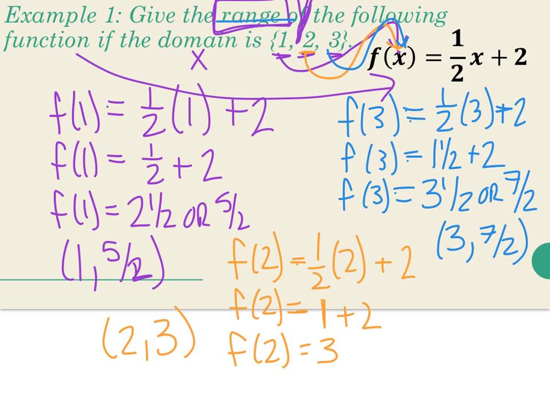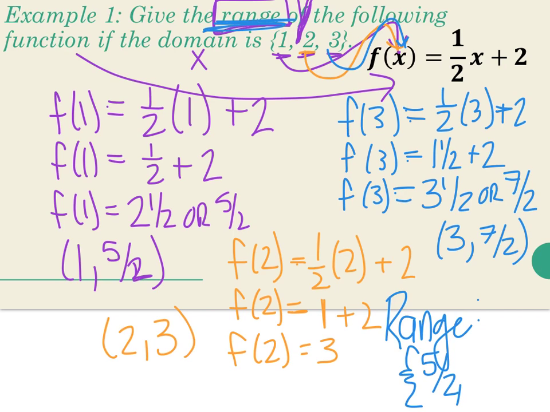So when it says give the range, that's technically what it's asking when the domain is 1, 2, and 3. You would say that the range, and then you're going to use those nice squigglies. I'm so bad at the squigglies. There we go, that's better. The range was 5/2, 3, 7/2, and then you do the squigglies again. And that's how you'd write your final answer, is you tell the range.